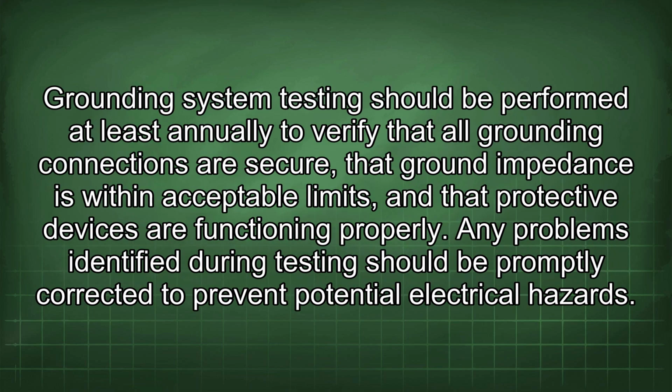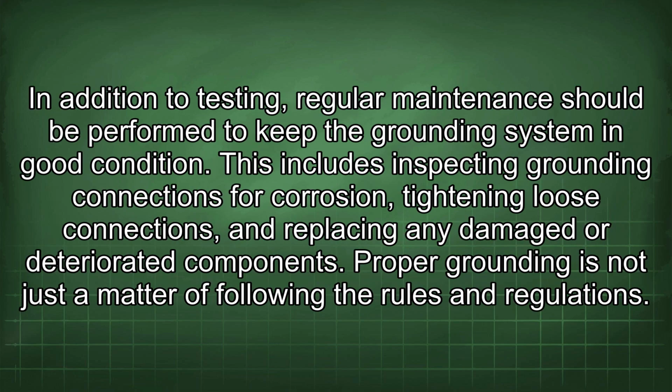Regular testing and maintenance are essential for ensuring the continued effectiveness of the grounding system. Grounding system testing should be performed at least annually to verify that all grounding connections are secure, that ground impedance is within acceptable limits, and that protective devices are functioning properly. Any problems identified during testing should be promptly corrected to prevent potential electrical hazards. In addition to testing, regular maintenance should be performed to keep the grounding system in good condition. This includes inspecting grounding connections for corrosion, tightening loose connections, and replacing any damaged or deteriorated components.